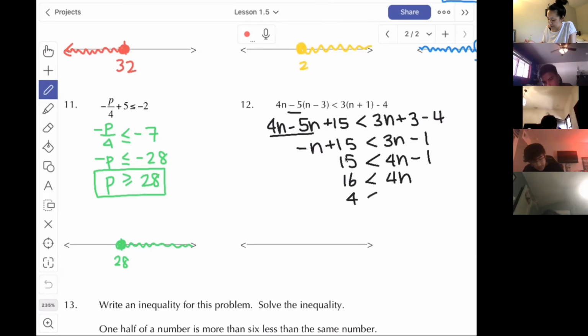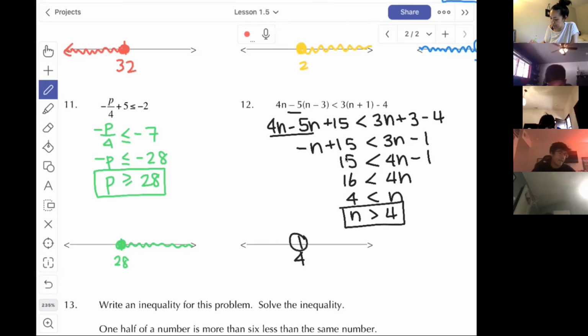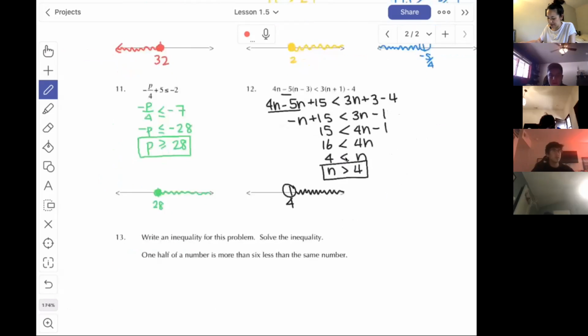And then you get 4 is less than n, and then you gotta switch it, right? Yep. Good. So n is greater than 4. Good job. Nicely done, Jackson. Way to go. All right. So open circle on 4, shading to the right. Good job. All right. Let's go ahead to our word problems here. Excellent job, guys.